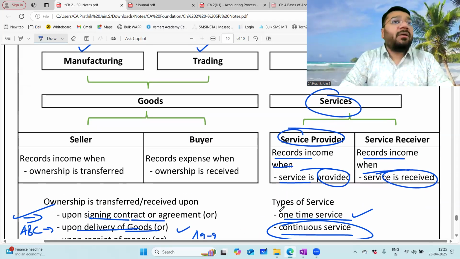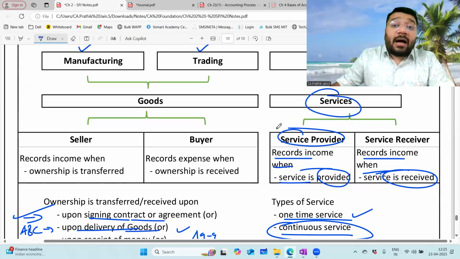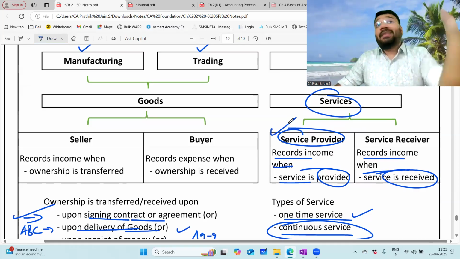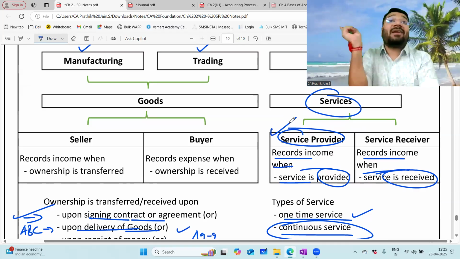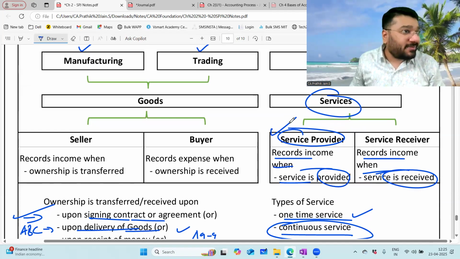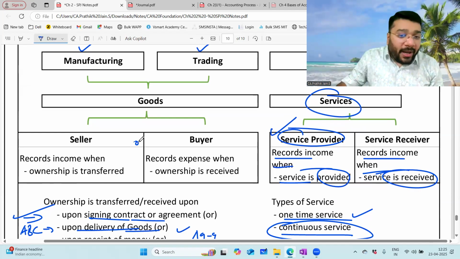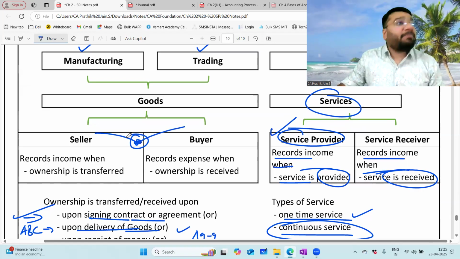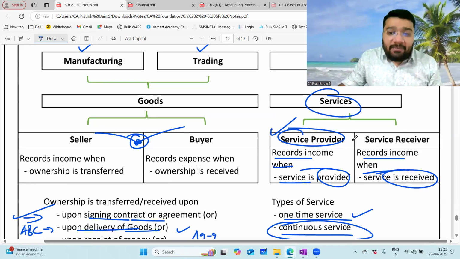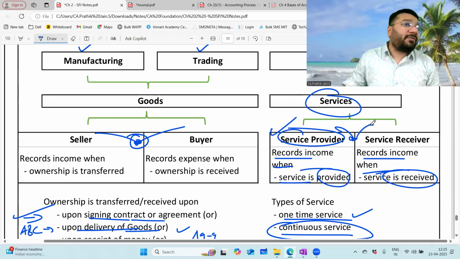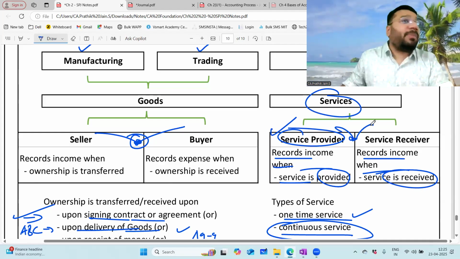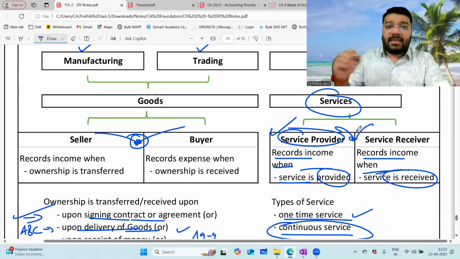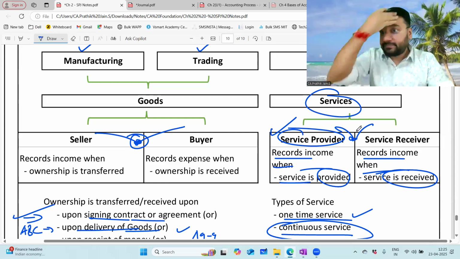Now tell me, what is your doubt? And the point when you record your income, the very same point, the service receiver will record your expense. So the point at which the seller records his income and the buyer records his expense is the same. The situation is the same for the service provider and service receiver. In this, if you have any problem, let me know.